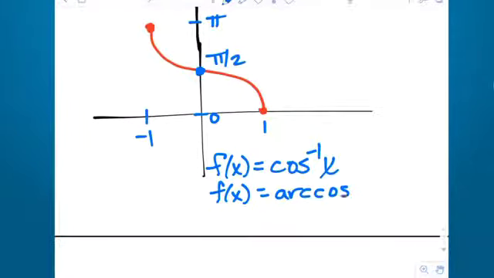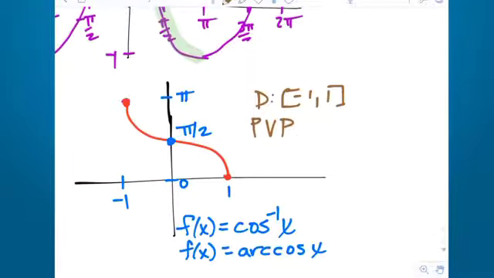All right, let's talk about some features, like the domain. We've already talked about it. The domain is what? -1 to 1, and those are angles or ratios? Ratios, yeah. So same as arc sine, right? We have to have a legal ratio between -1 and 1. The range, or the PVR, I'll write it as PVR, principal value range, is 0 to pi.